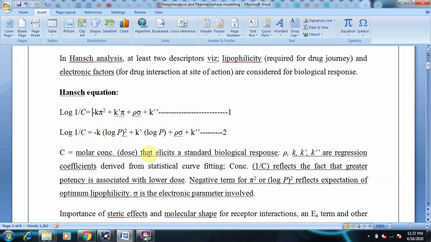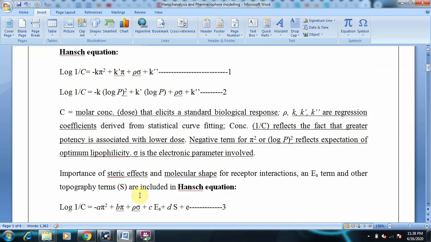And here there is a negative term used for pi square, or a negative term used for log P square, which means it is the expectation of optimum lipophilicity. As we said, pi resembles lipophilicity and P is nothing but the partition coefficient, and sigma is the electronic parameter involved, that is the Hammett constant, as we have discussed yesterday. And these were the two parameters which were used in defining Hansch's equation.